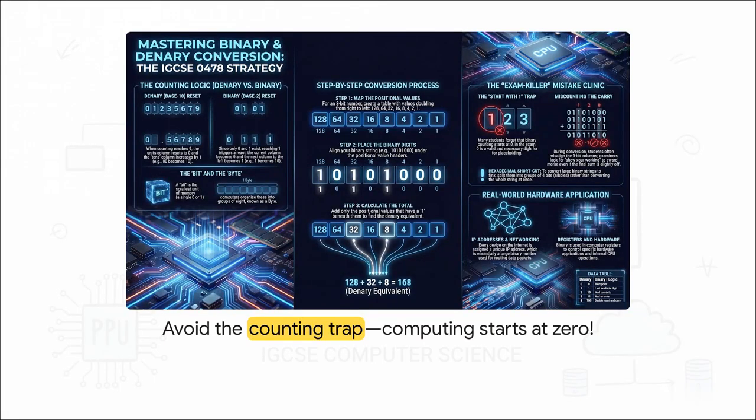Now, what's really interesting about this is the fatal start with 1 trap. I mean, think about it. When we count in everyday life, we naturally start at 1, right? But in computer science, whether we're talking CPU registers or IP addresses, counting always starts at 0. If you forget that 0 is actually a valid and totally necessary digit for placeholding, you're going to misalign your entire grid, and the whole calculation just completely falls apart.